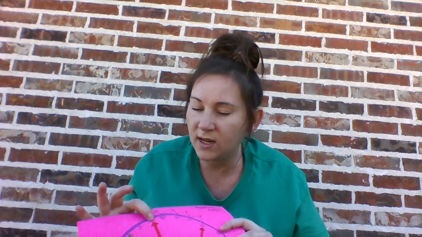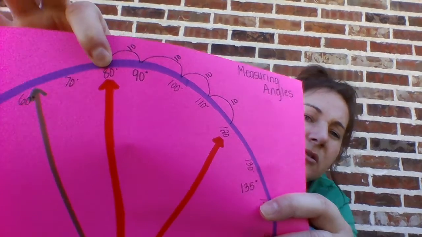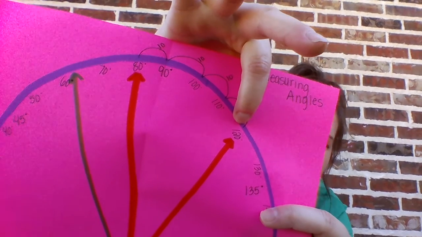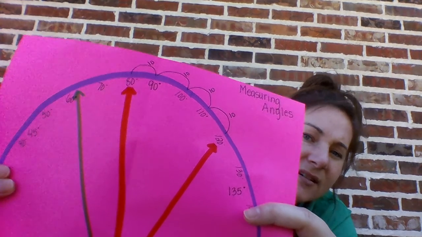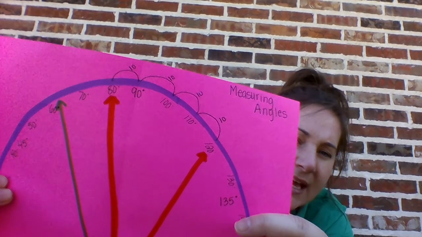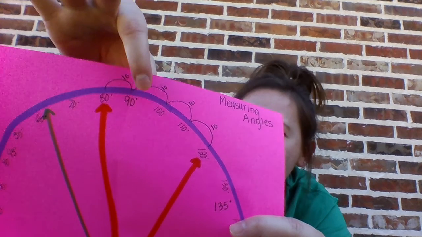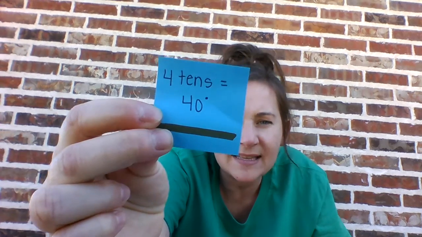So if you'll notice, one of them is going from 80 to 120, okay? So if you'll notice up top, I just counted the tens from 80 to 120, and that's 4 tens. So if I skip my tens, that'd be from 80 to 90, it'd be 10, 20, 30, 40. So 4 tens would be 40 degrees. So that's 2 strategies to use to measure angles.